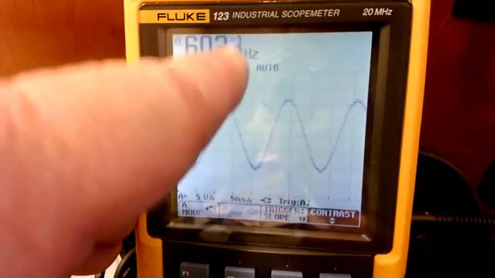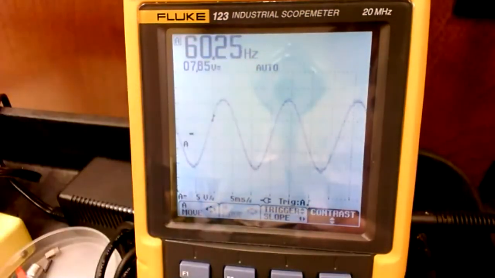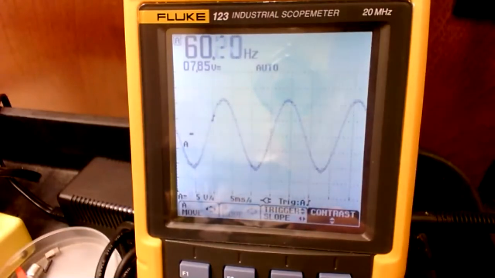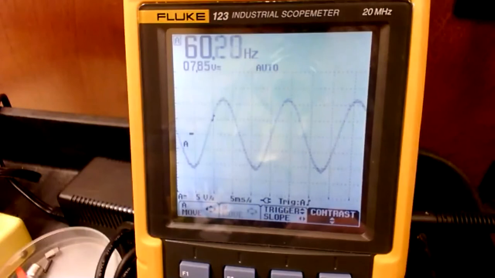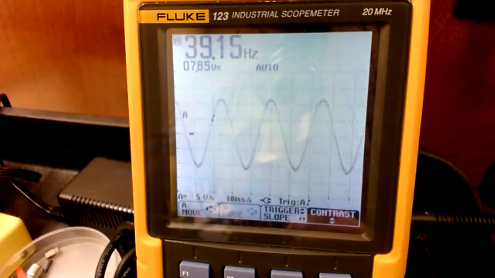And now it is showing the frequency up here. Do you see where it says 60 hertz? Yes. Now watch what happens when I change the frequency. I'm gonna go lower, and you'll see the wave actually stretch out. Do you see it stretch out and get wider?